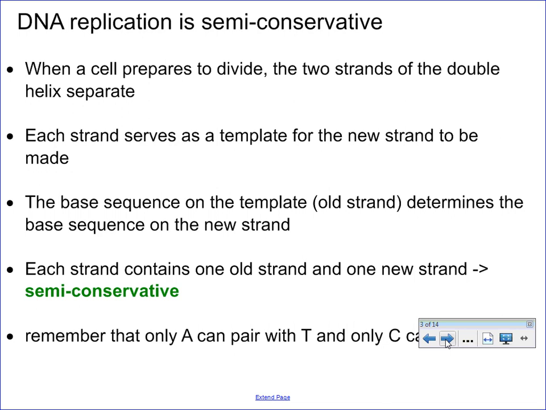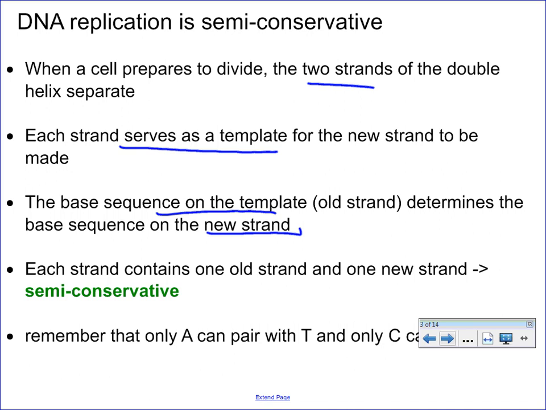When a cell prepares to divide, the two strands of the double helix of the DNA will have to separate. Once those strands are separated, each strand is going to serve as the template for the new strand to be made. The way this works is that the base sequence on the template, the old strand, will determine the base sequence on the new strand.